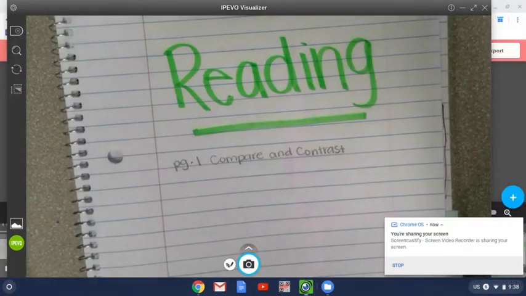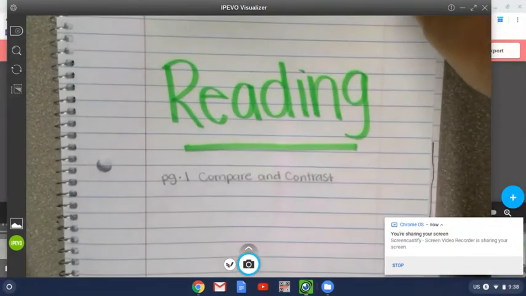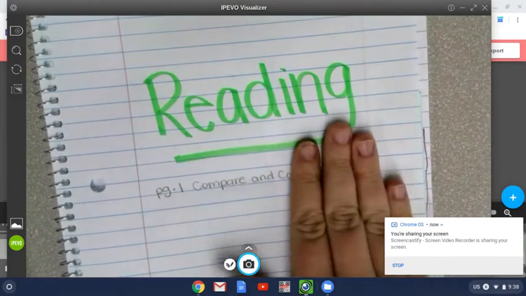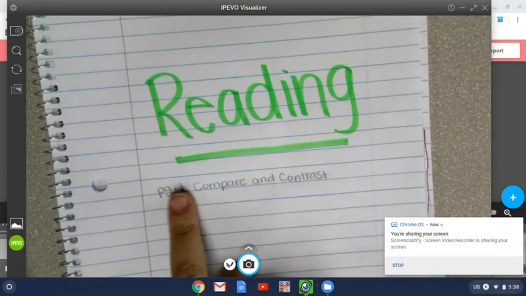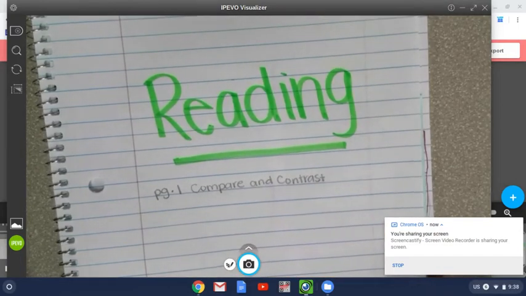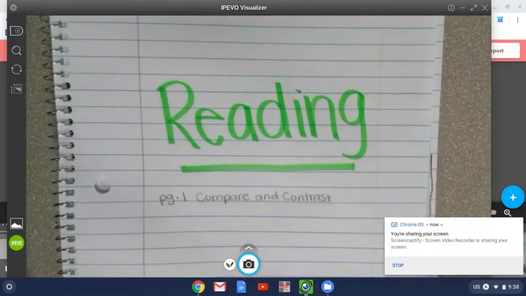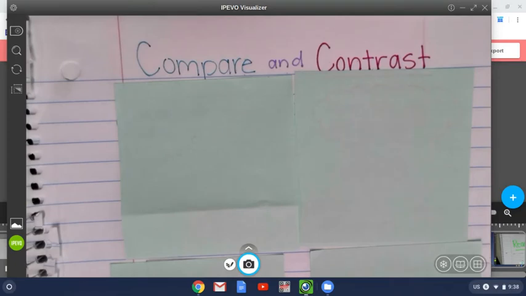Thank you. 5th grade, today we're going to do an anchor chart in the reading portion of our notebook, and we're going to go to page 1, compare and contrast. So go ahead and write that down now. For this lesson, you're going to need your ELA notebook, 2 to 3 different colored utensils, and a pencil. Go ahead and grab those things now.